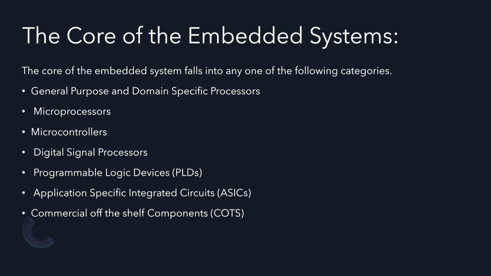Moving to the next slide, we have the core of an embedded system. The core of the embedded system falls into any one of the following categories: general purpose and domain specific processors, microprocessors, microcontrollers, digital signal processors, programmable logic devices, application specific integrated circuits, commercial off the shelf components. So these are the cores of an embedded system. Mainly, an embedded system is a combination of microprocessor and microcontroller. It is very different from a general purpose computing system.